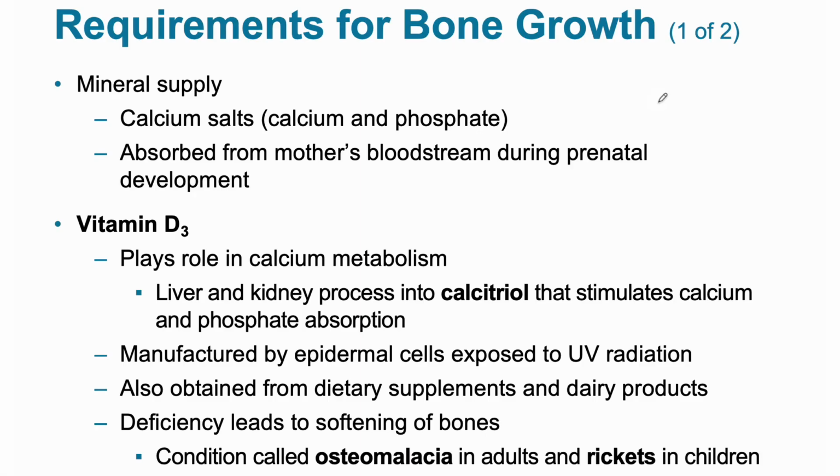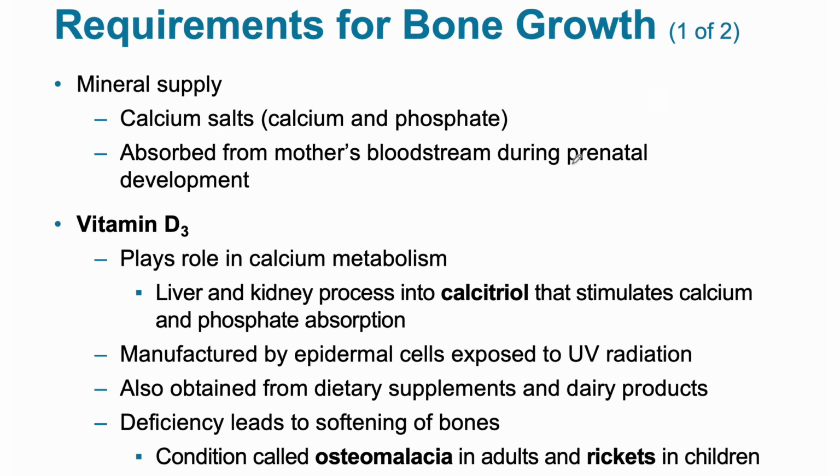Normal bone growth and maintenance depend on a reliable source of various minerals, especially calcium salts. During prenatal development, these minerals are absorbed from the mother's bloodstream. The demands are so great that the maternal skeleton often loses bone mass during pregnancy. From infancy to adulthood, the diet has to provide adequate amounts of calcium and phosphate. The body must also be able to absorb and transport these minerals to sites of bone formation.